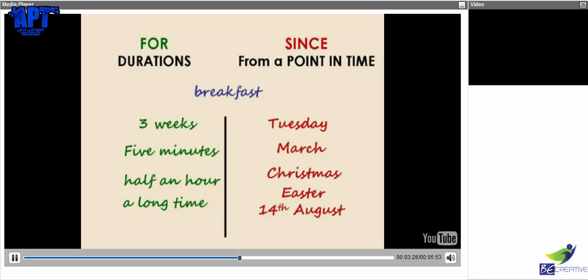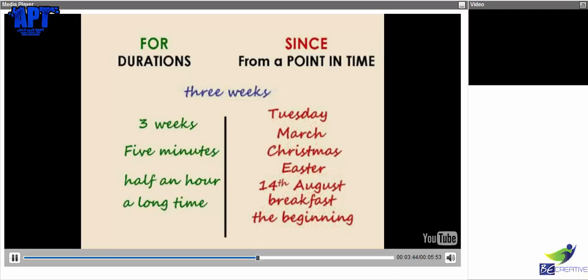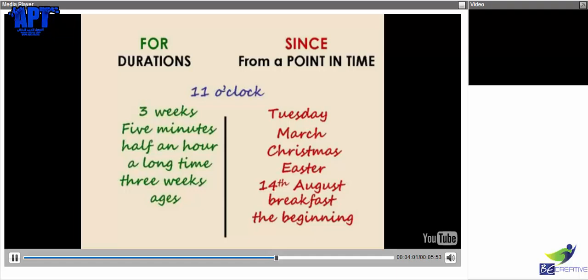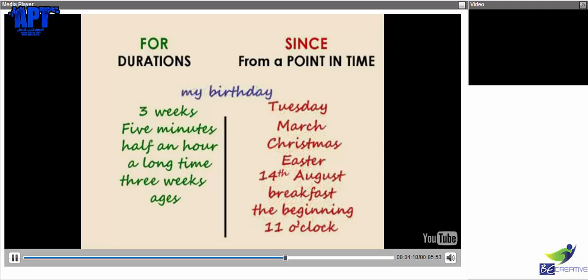Breakfast. Since breakfast. The beginning. Since the beginning. 3 weeks. For 3 weeks. Ages. For ages. 11 o'clock. Since 11 o'clock. My birthday. Since my birthday. 5 years. For 5 years.